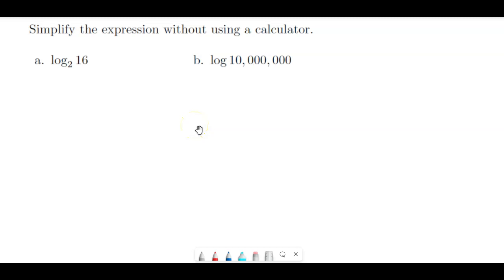Hey everyone, so in this video we're gonna apply the cancellation formula for the log. Alright, so let's start with the formula itself.